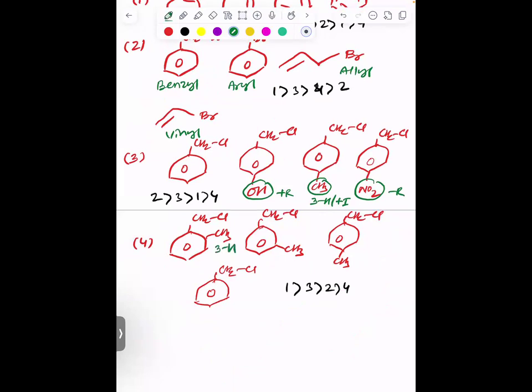Here also 3 hyperconjugated hydrogen. You know resonance and hyperconjugation both are operative only at the ortho and para position. Now at the meta position, what will be there? Plus I effect will be there. You know hyperconjugation has more power than plus I. The hyperconjugation effect will stabilize the carbocation more than that of the plus I effect.